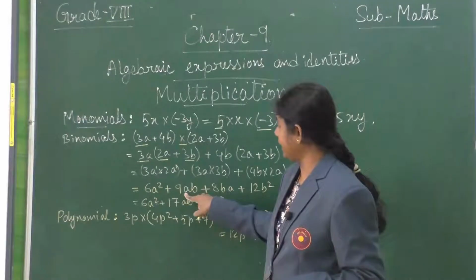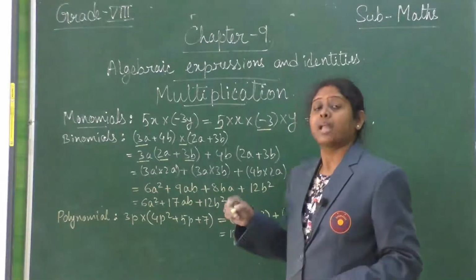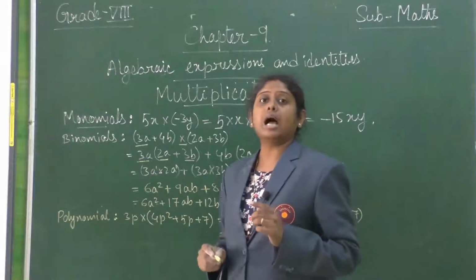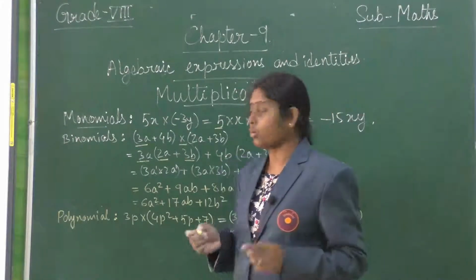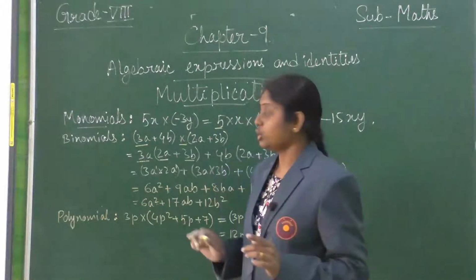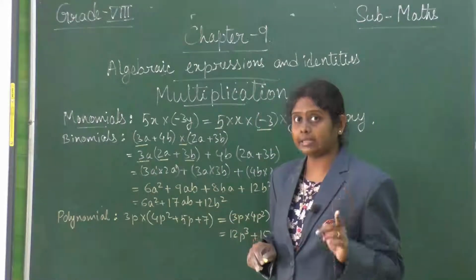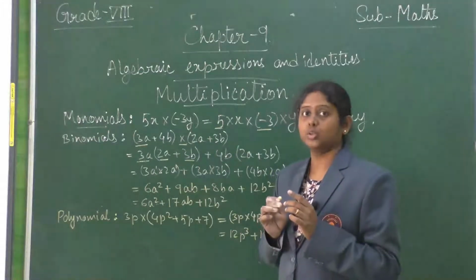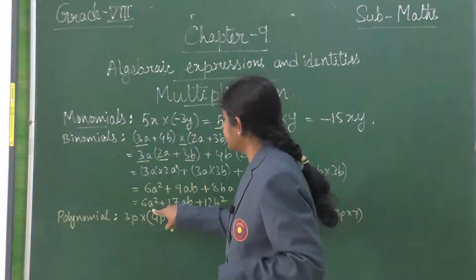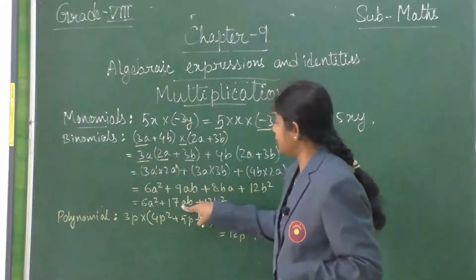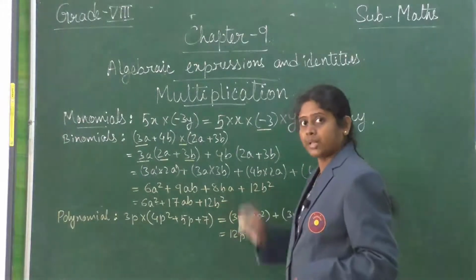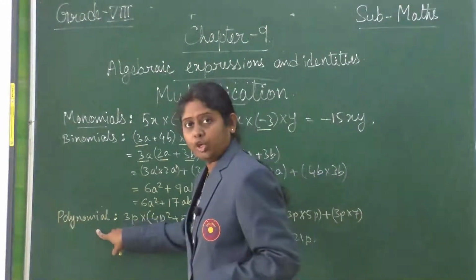Now here you can see ab and ba. As I told you, multiplication is valid under the commutative property. So ab and ba are the same term, means this is a like term, so we can add them through the addition process, right? So it gives you 6a square plus 17ab plus 12b square.